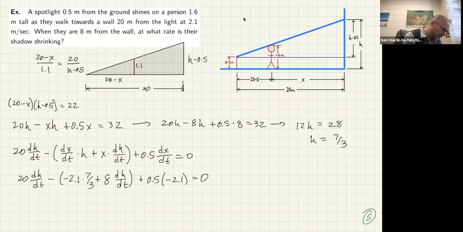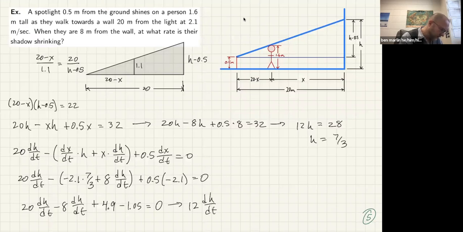All right. So I'll have 20 dh/dt and minus 8 dh/dt plus 2.1 times 7/3. Gosh, what is that? 2.1 times 7/3 is 4.9, and then minus 0.5 times the 2.1, which is 1.05. And so you end up with 12 dh/dt.